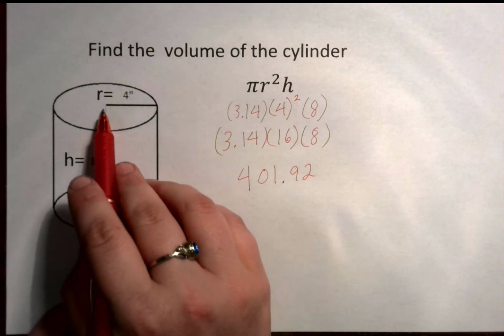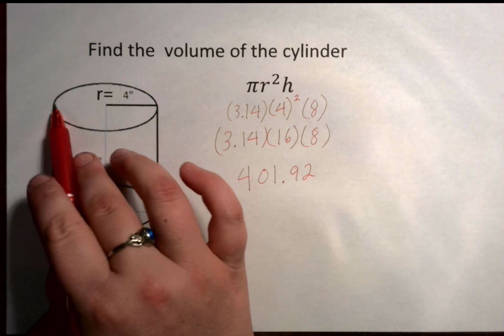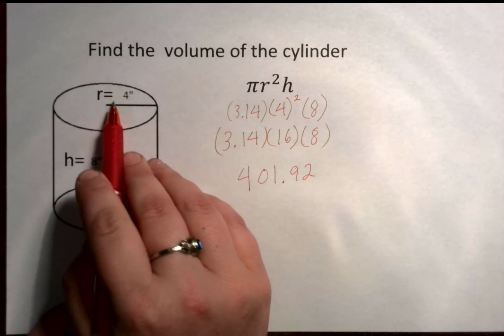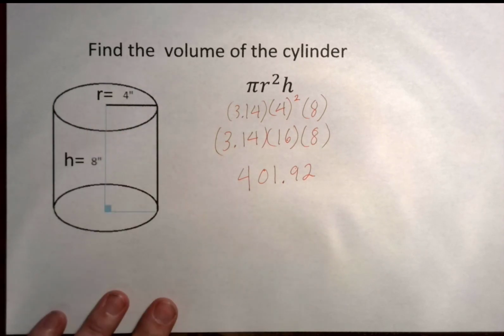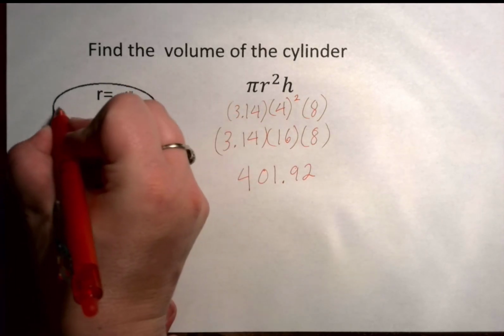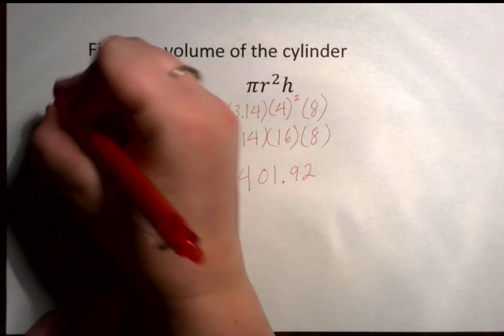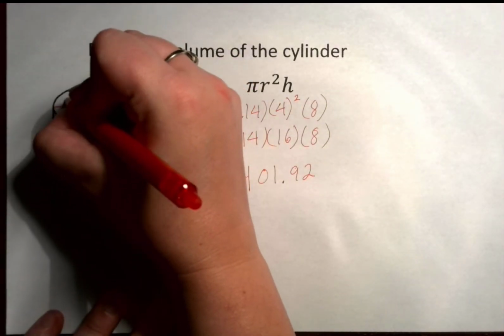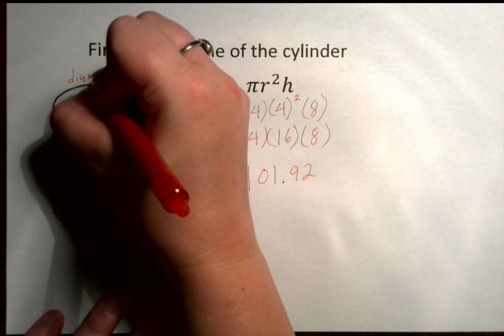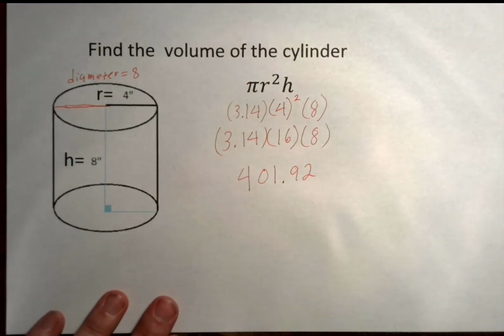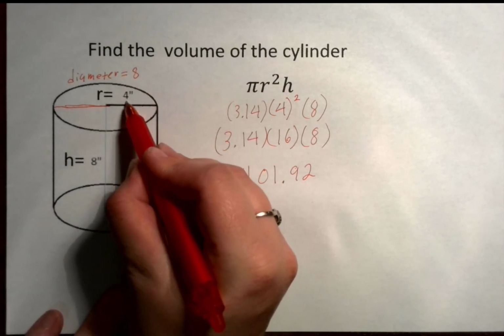Now, one thing I will talk about, let's say I was given the diameter, so all the way across, instead of just the radius. Okay, I would have to half that number. So let's say I was given the radius of 8, or not the radius, the diameter of 8. Well, half of 8 is 4, right? So that's where I get that number from.